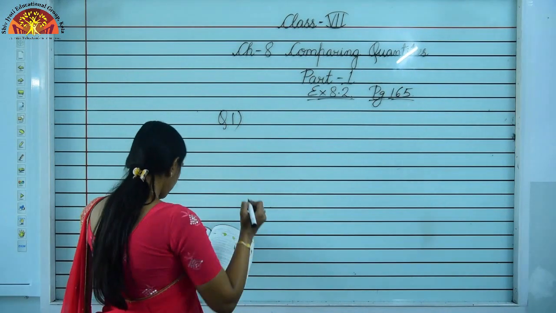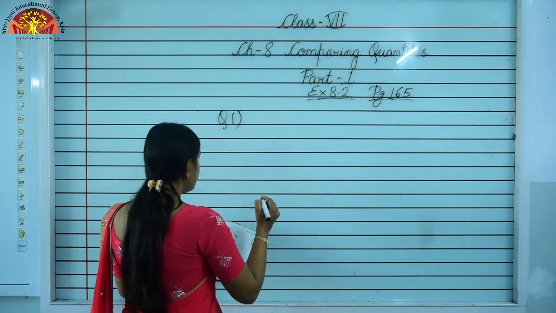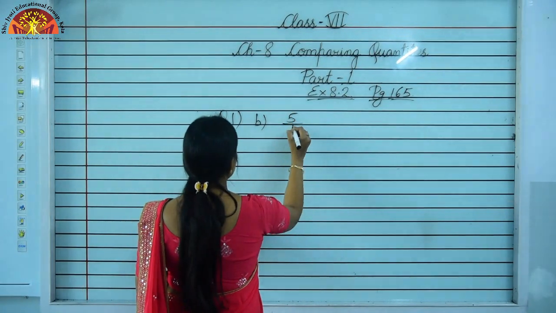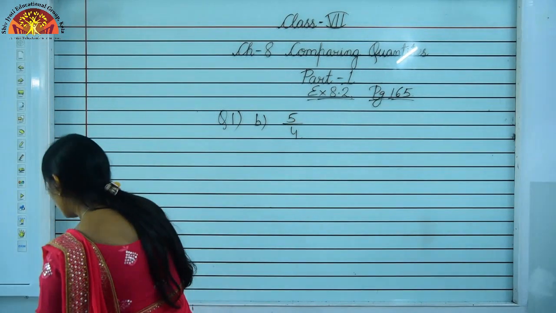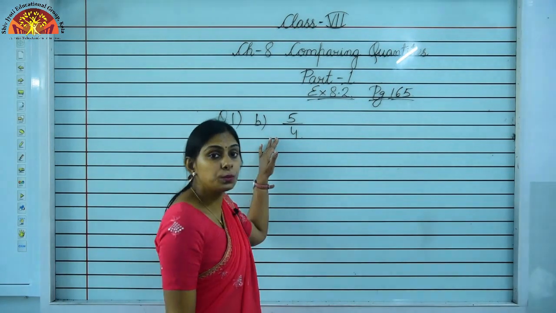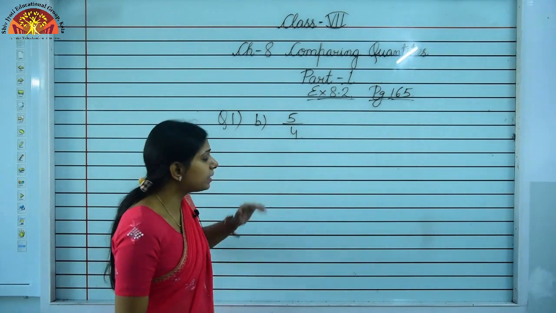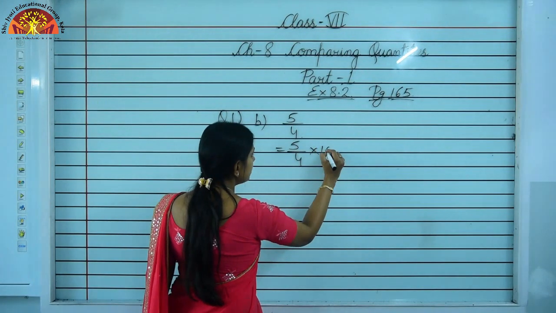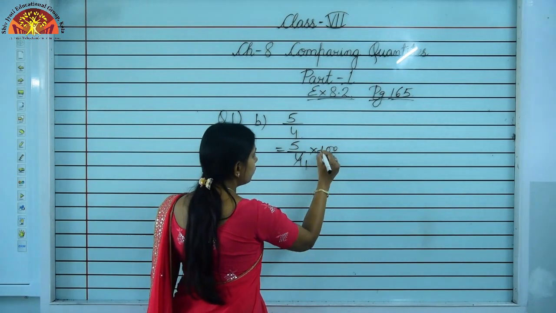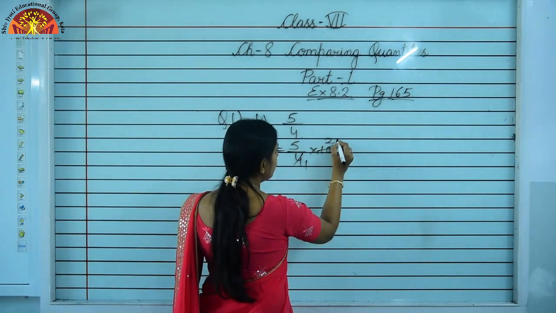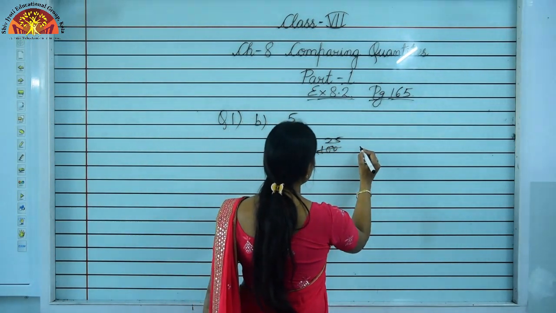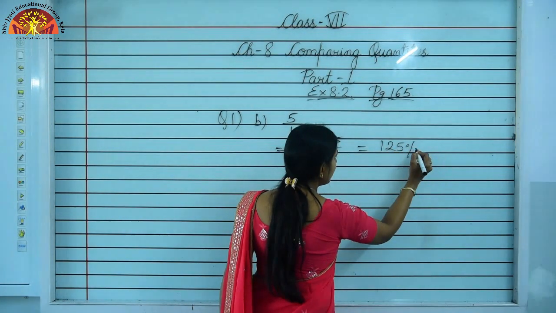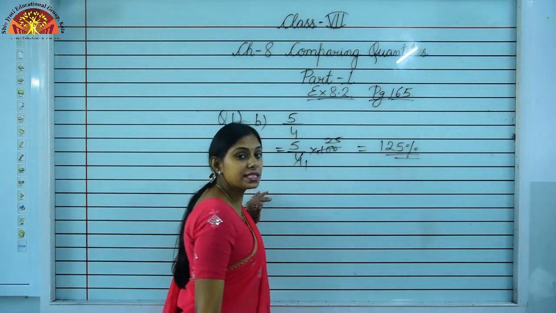Question number 1. We'll just do the B part, okay? That is 5 upon 4. So the given fraction is 5 upon 4 and you have to convert it into percent. So we'll just multiply it by 100. So 5 upon 4 into 100. So 4 ones are 4, 4 twos are 8, 4 fives are 20. So 5 into 25, that is 25 fives are 125%. Is that clear? It's very much easy.